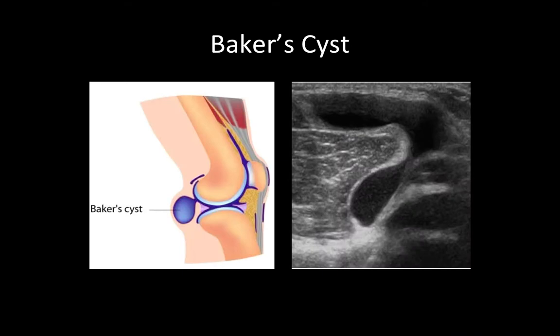Baker's cysts are common findings in the popliteal fossa. This is an expansion of the synovium posteriorly. Now, the fact that you have a Baker's cyst does not eliminate the possibility of a concomitant DVT. Make sure you complete your evaluation in this region. Color flow can be something that can help diagnose a Baker's cyst, as there will be no flow, unlike a vein.